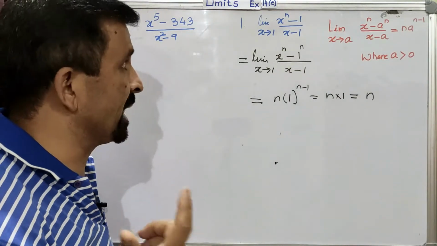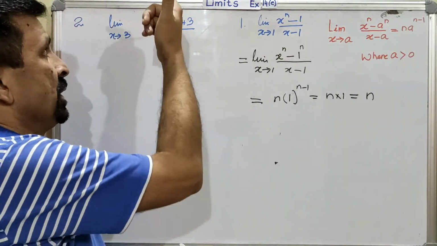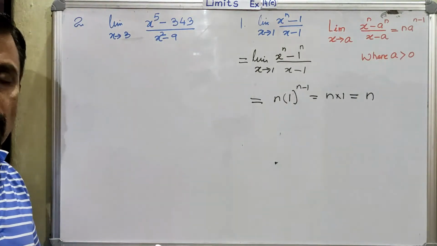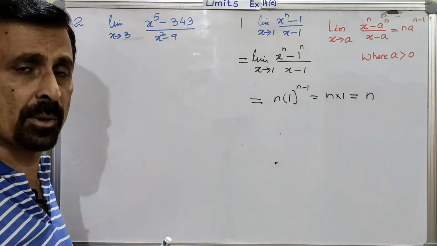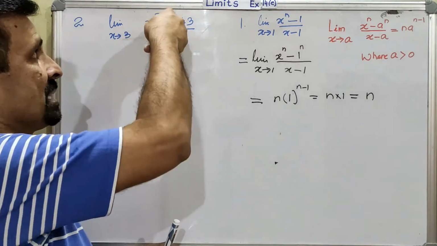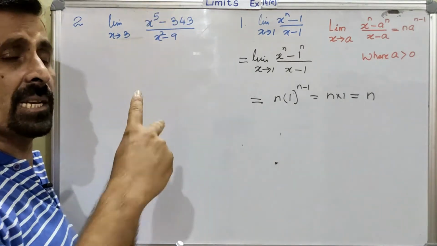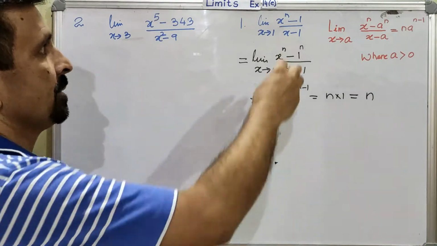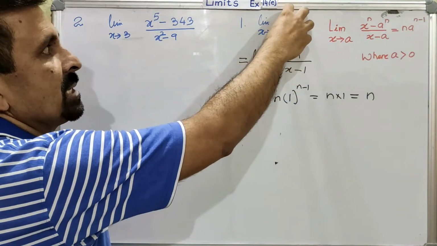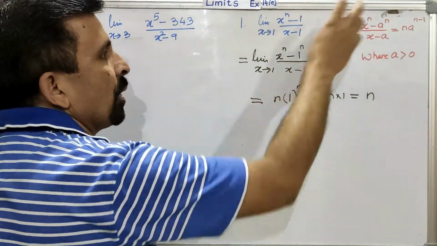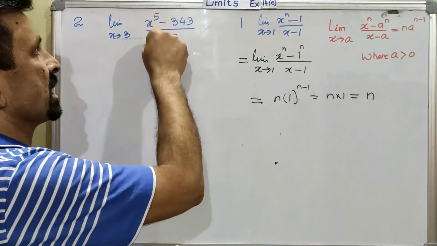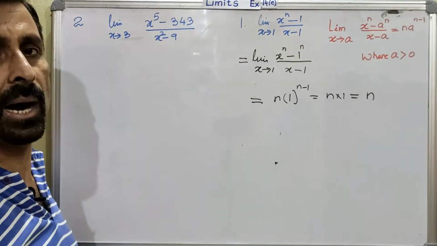What happens now? What can we do? What is the meaning of this? Your numerator and denominator both have an exponent. What does it mean? It means this is a combination of two functions. This was one function. This is one function. This whole is one function.